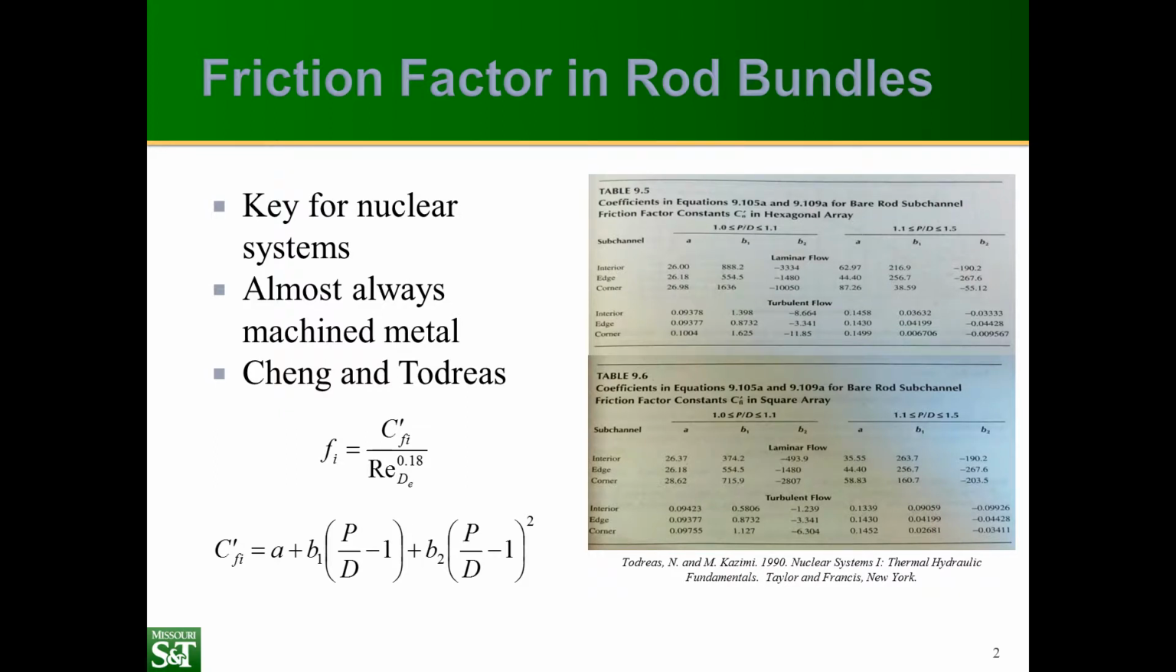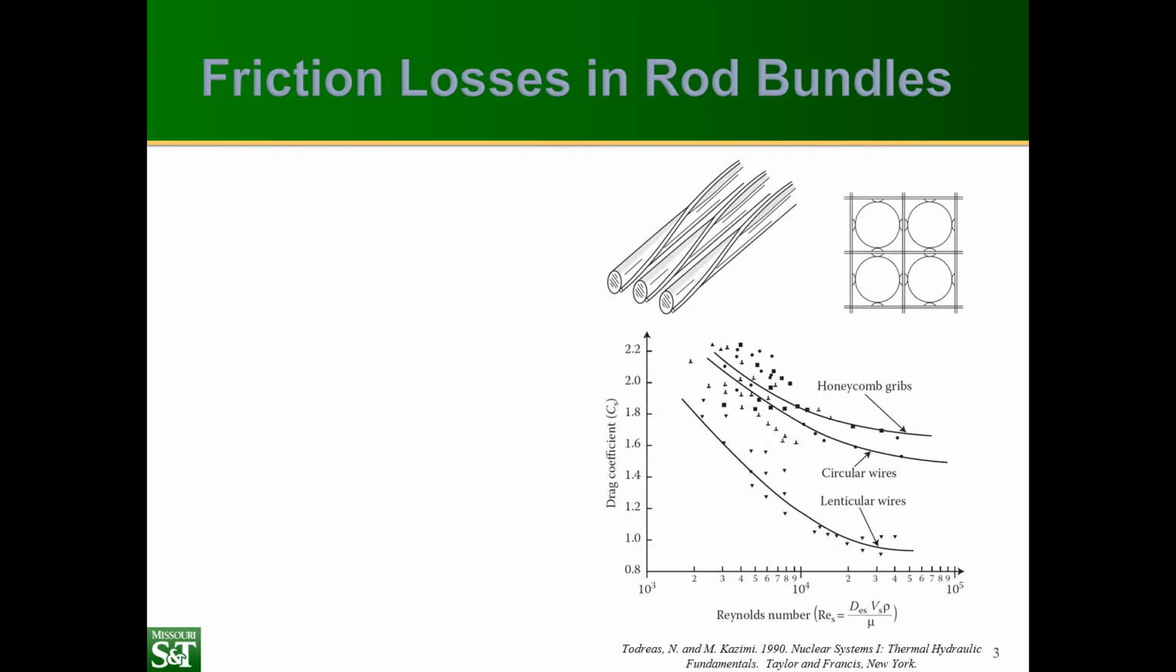And you can see the constant here depends on the pitch to diameter ratio. The pitch is the center to center distance between two rods, and the diameter, of course, is the outside diameter of the fuel rod. And the constants in this equation depend on the type of geometry, what type of subchannel you're looking at, whether the flow is laminar or turbulent, what range of pitch to diameter ratio you're looking at. So there's a lot of considerations that go into here, which is one of the reasons that the models are very, very empirical.